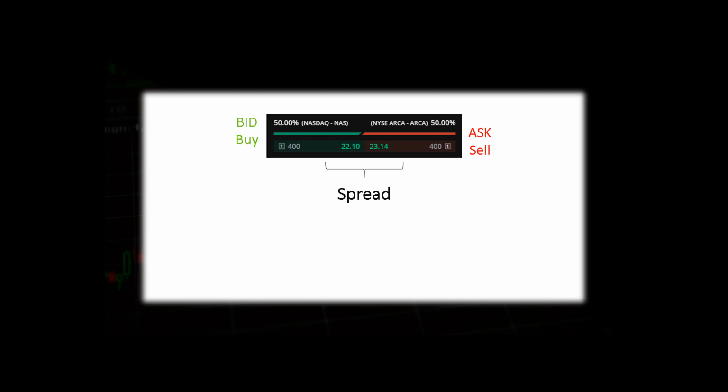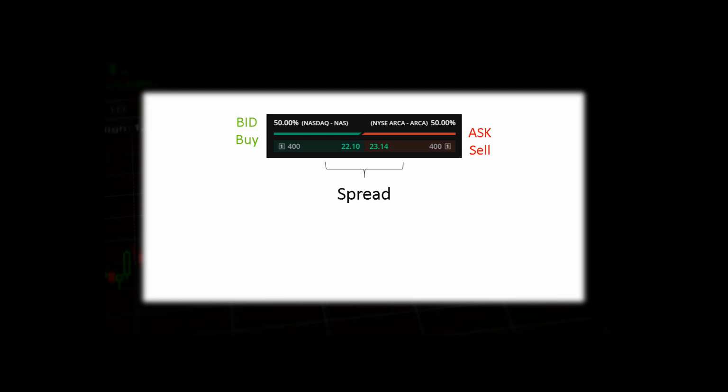But you should picture these two people, I guess you could say. There's one trying to buy 400 shares at 22.10, and there's another person trying to sell 400 shares at 23.14. It's just a coincidence that it's 400 and 400 in this example. Those quantities could be very different.